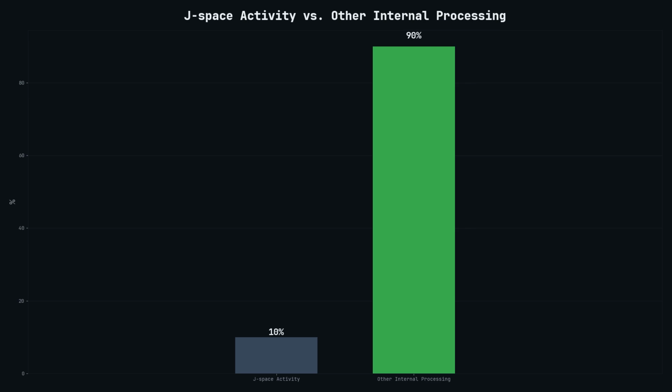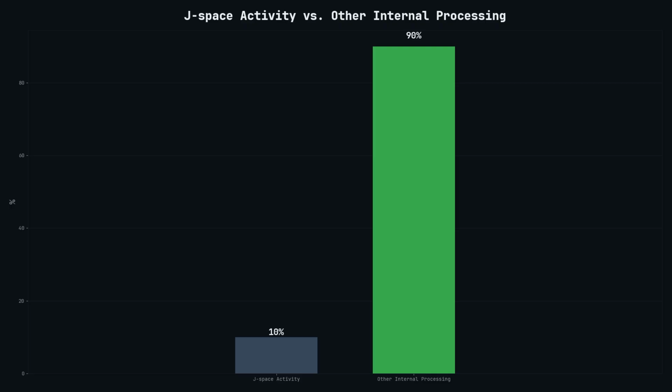Think of it like a security camera that doesn't just show you the room. It flags which person is about to walk toward the door. That gives researchers a list of the words the model is thinking about right now. Here's the surprising part. That spotlight is tiny.